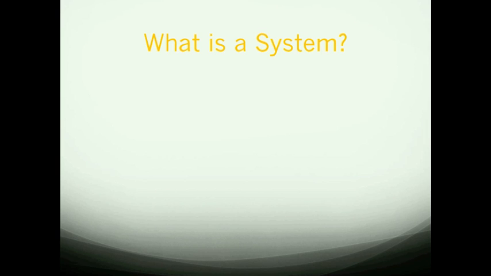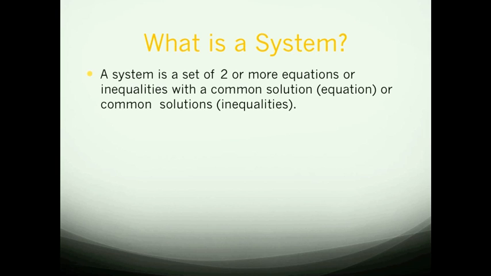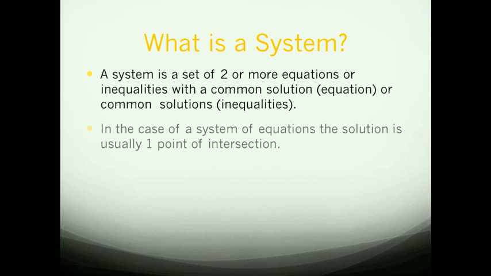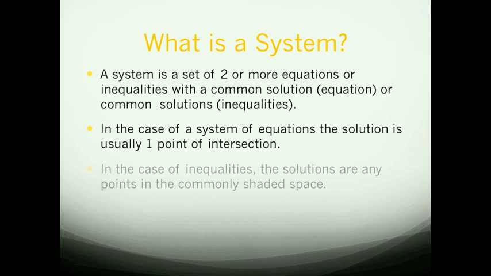So now you're saying to yourself, what is a system? Well, a system is a set of two or more equations or inequalities with a common solution, or common solutions with inequalities. In the case of a system of equations, the solution is usually one point of intersection. In the case of inequalities, the solutions are any points in the commonly shaded space.